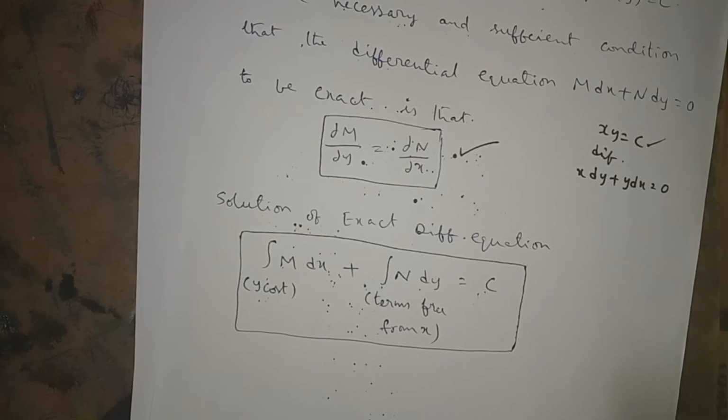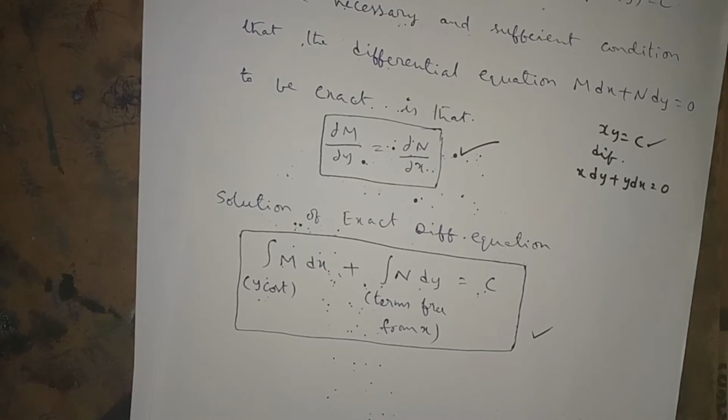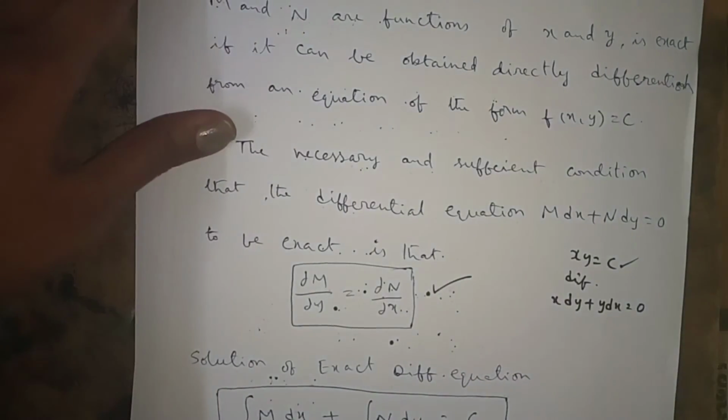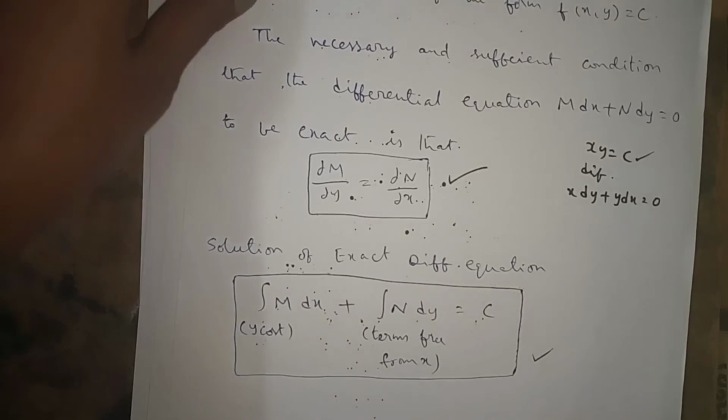Like a formula, you have to remember this also. Integral M dx by treating y as a constant plus integral N dy, the terms free from x, is equal to C is the solution of the exact differential equation. Now we will solve the first problem.